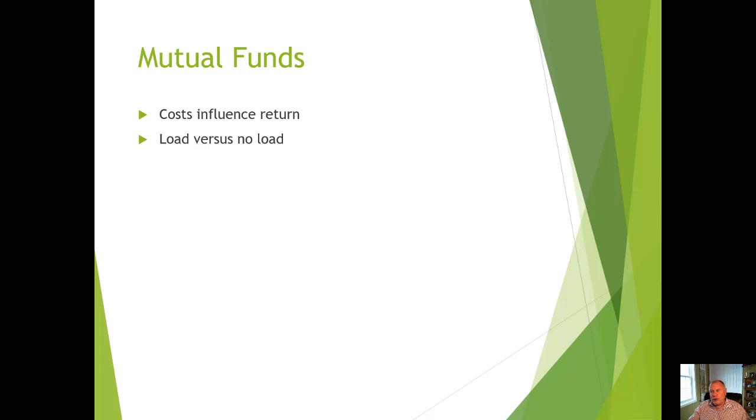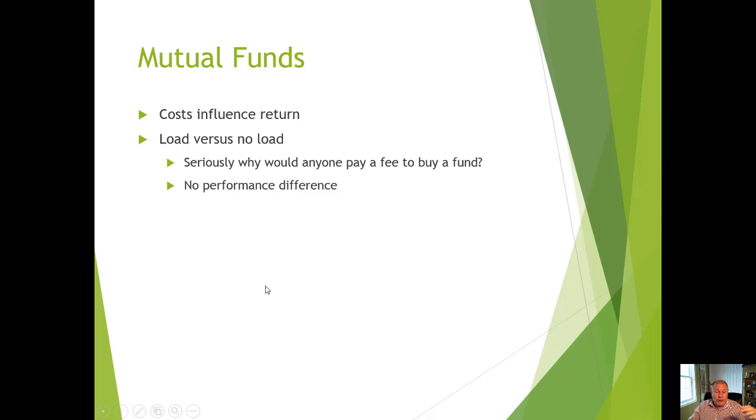These are not the cheapest to run. There's something called a load versus no load. Load means there's a sales charge. You're paying somebody for the right to buy it, or you're paying them to sell it to you. No load means you're not paying a sales fee. Today, I don't know why anybody would pay a fee to buy a fund. If you see one, run away. There's no performance difference between whether you pay a commission or you don't. But that first year's performance is reduced by the sales charge.